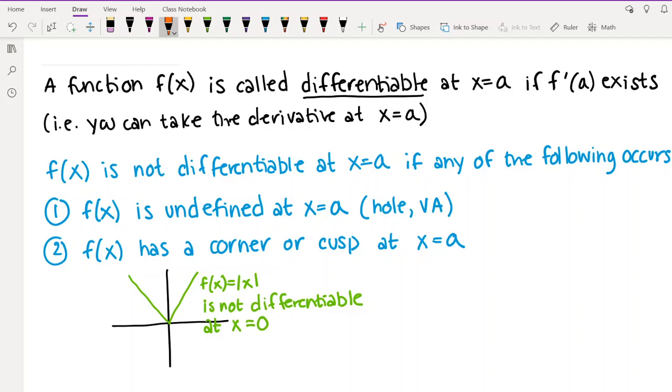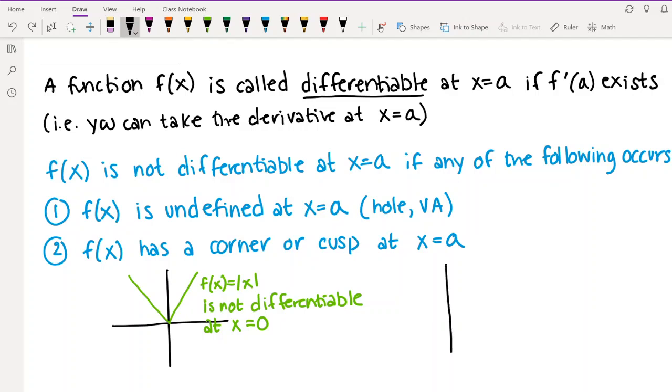If you were to try to draw a tangent line at this corner, how would you know where to draw it? Would you draw it like that? Or would you draw it like this? Or like this or like this? There's just too many options. Because it's a corner, you just can't define what the direction is of that corner. So anytime you see something that's pointy like that, it does not have a derivative.